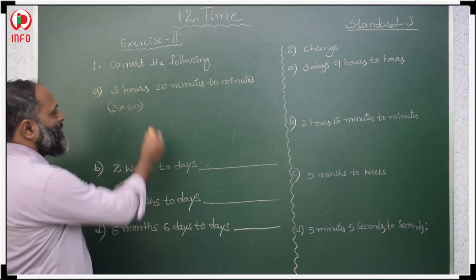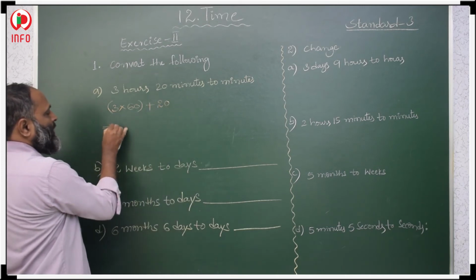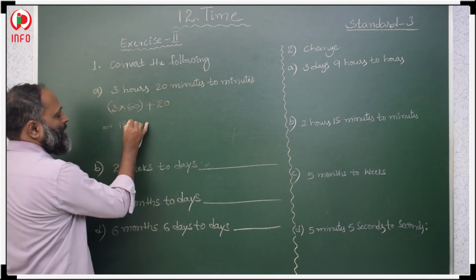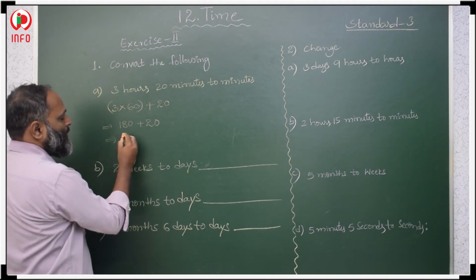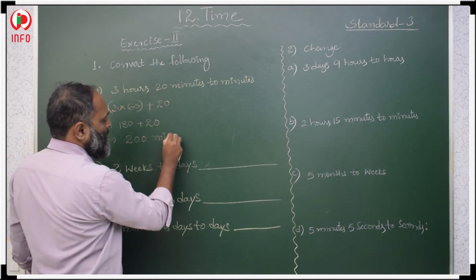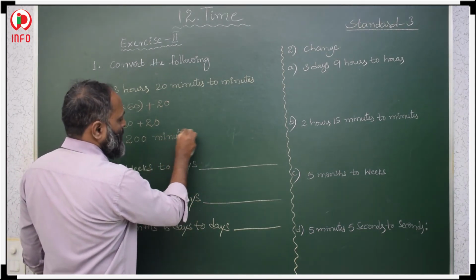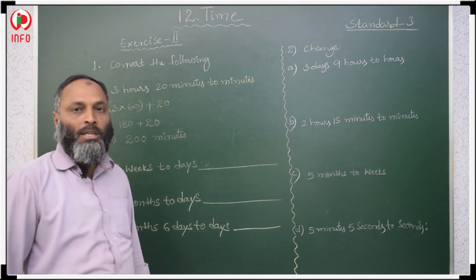And again here, plus 20, that we have to add. So now 3 sixes are 18, 180 plus 20. 180 plus 20, that is 200 minutes. Okay, 3 hours 20 minutes means 200 minutes.